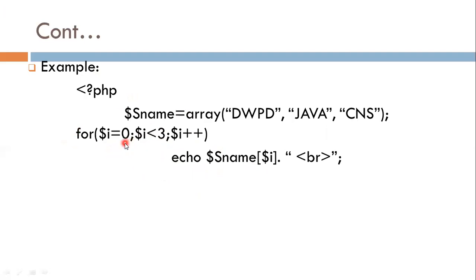So at first time here i equals 0, so echo statement prints the subject name with index 0. After printing this, the value of $i becomes 1. So here echo statement prints subject name with index 1. So it is Java. Then now the value of variable i becomes 2. So echo statement prints the subject name with index 2, which is CNS. The output of this script is DWPD, Java and CNS.